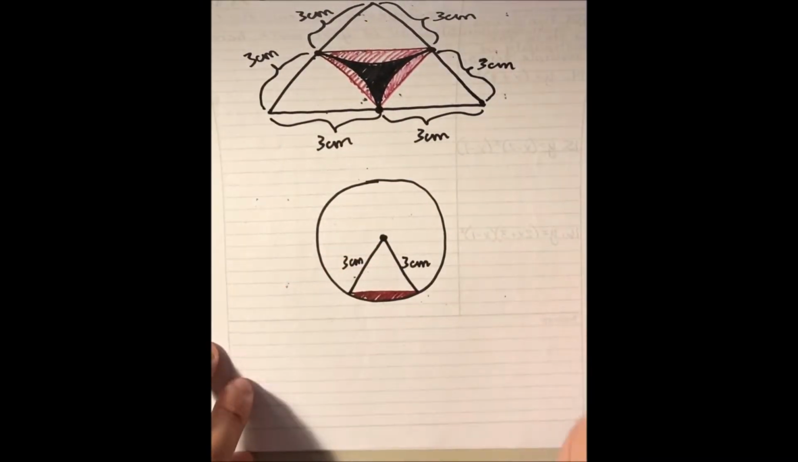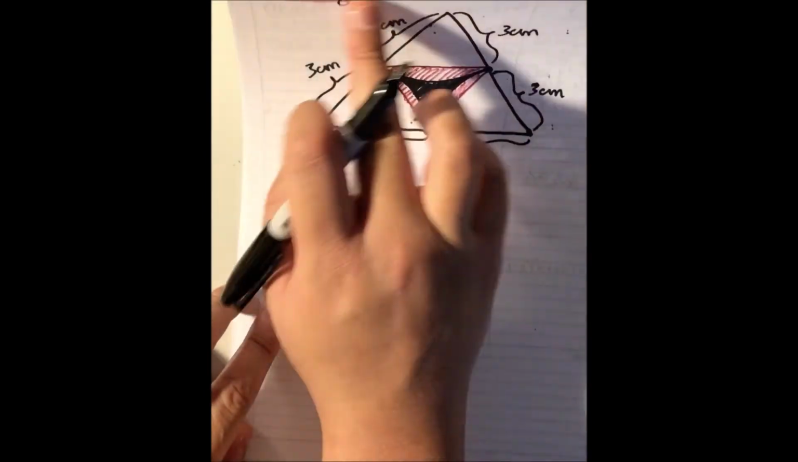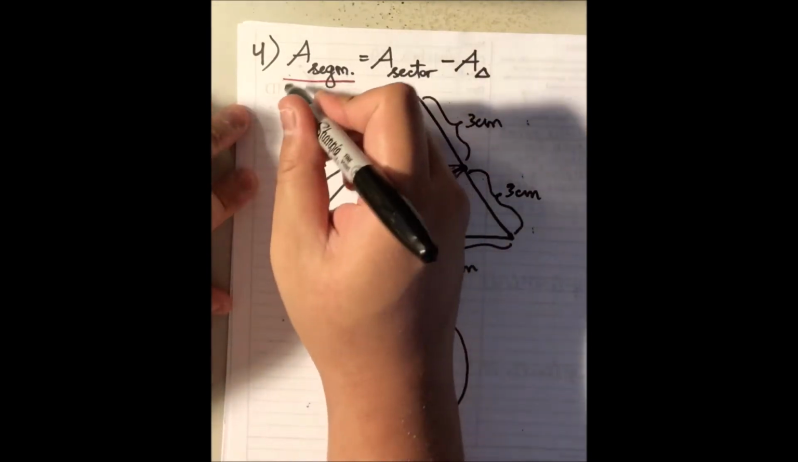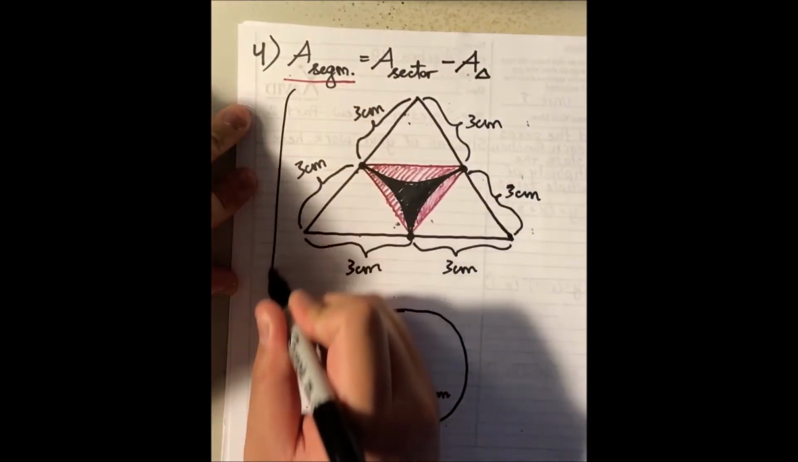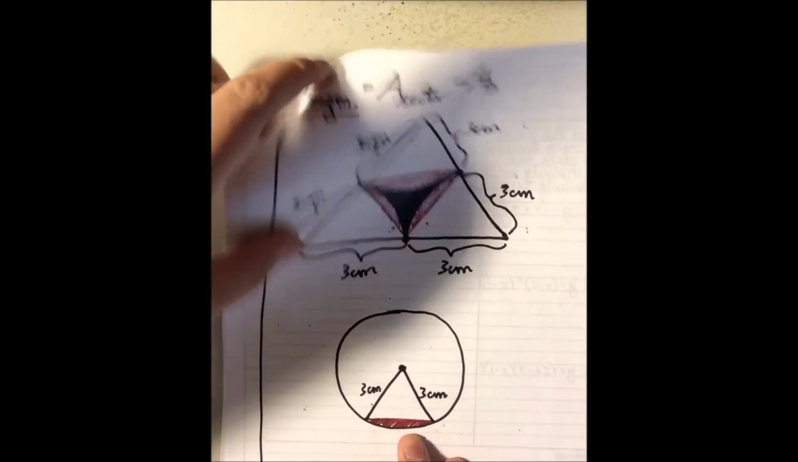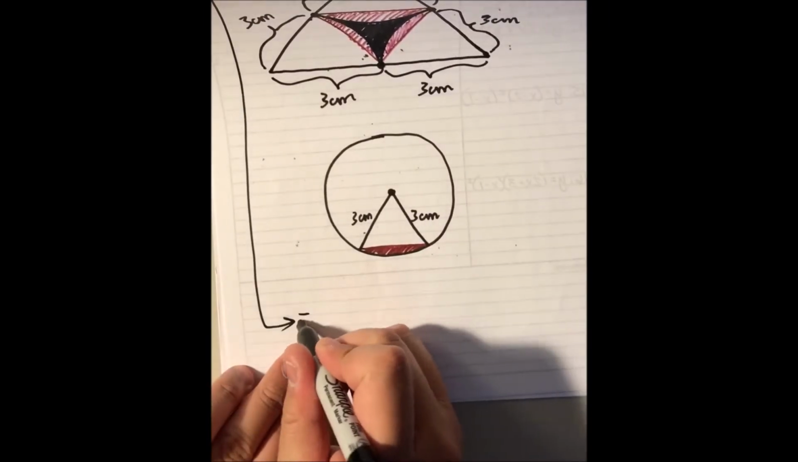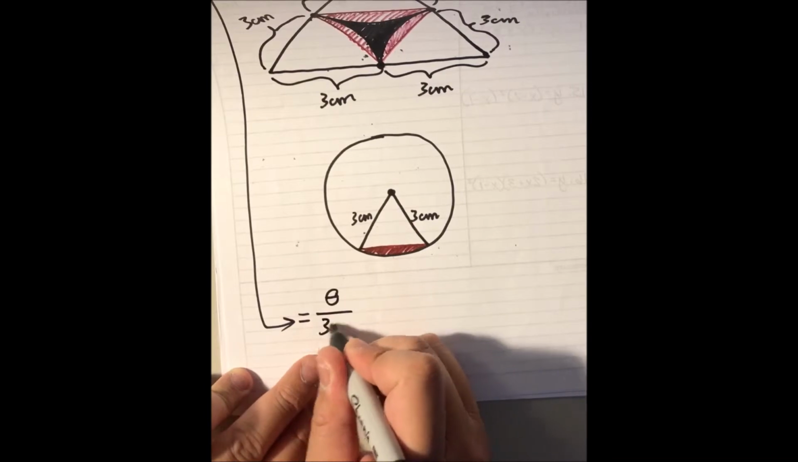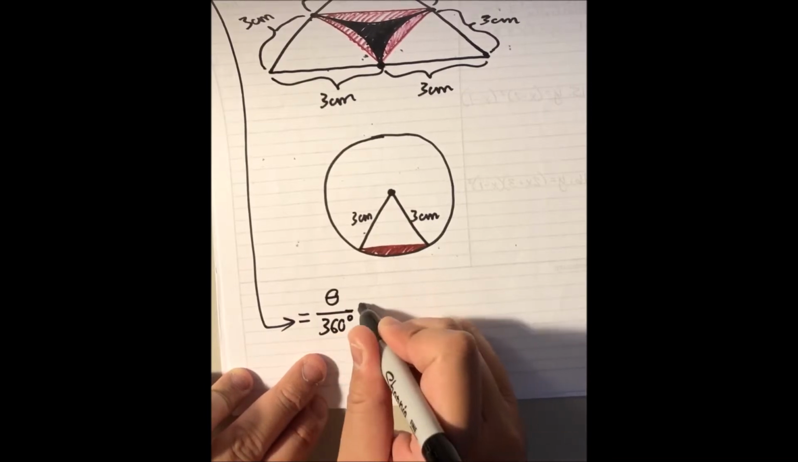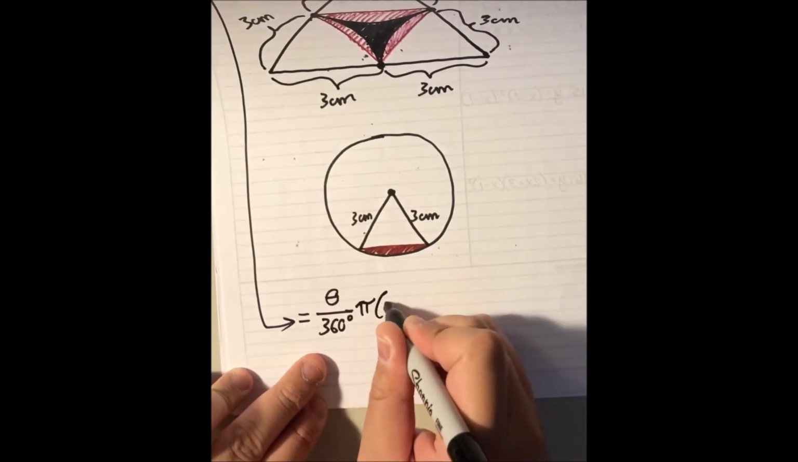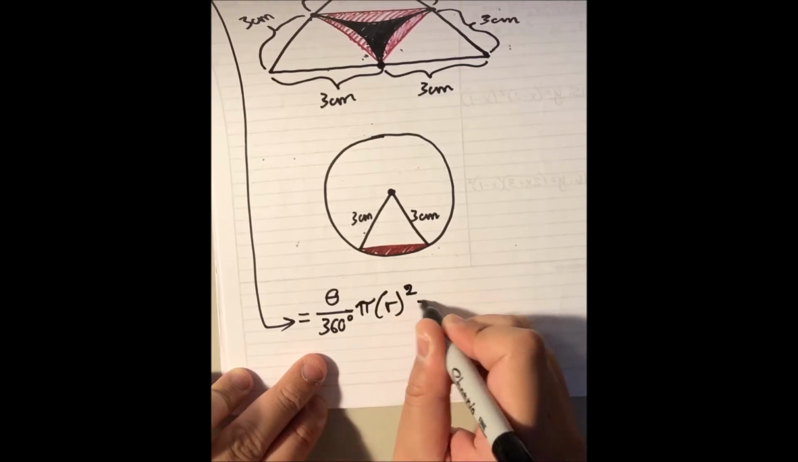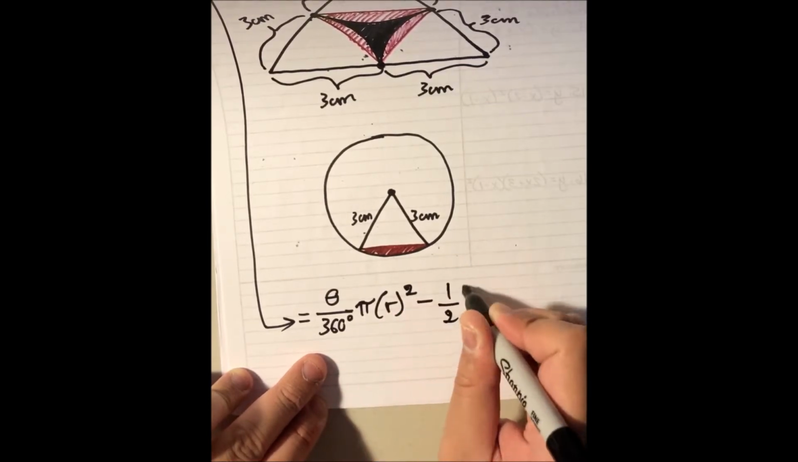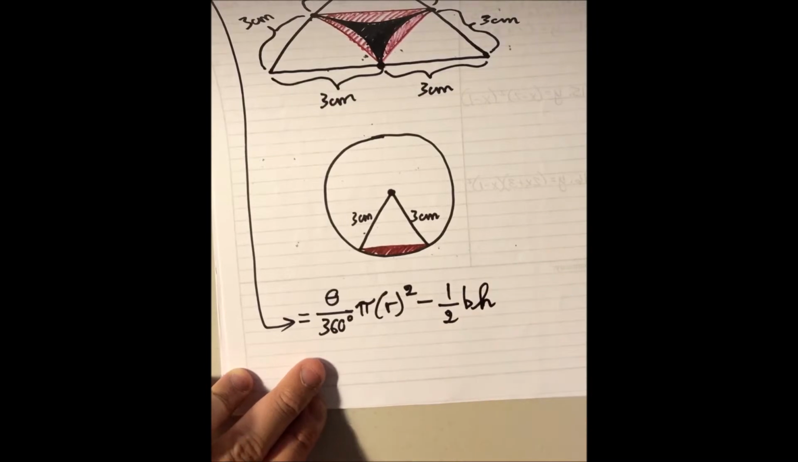Now we know that this formula right here can be rewritten as what? Well, let's see. Bring it down here. The area of a segment is equal to the area of a sector, which is this central angle theta divided by 360 degrees, multiplied by pi, multiplied by the radius of the circle raised to the second power, minus 1/2 times the base times the height of a triangle.